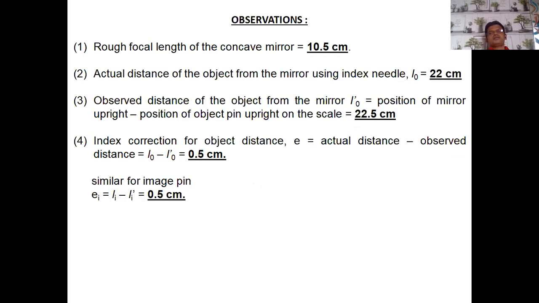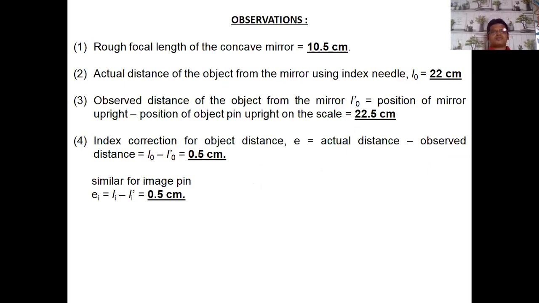Next, observations. Every practical starts with some observations before the table. You should show this value in the exam, because sometimes the examiner asks for it. The first value is the focal length of the concave mirror. I am retaining the answer here, but we will show this answer in the videos after this.